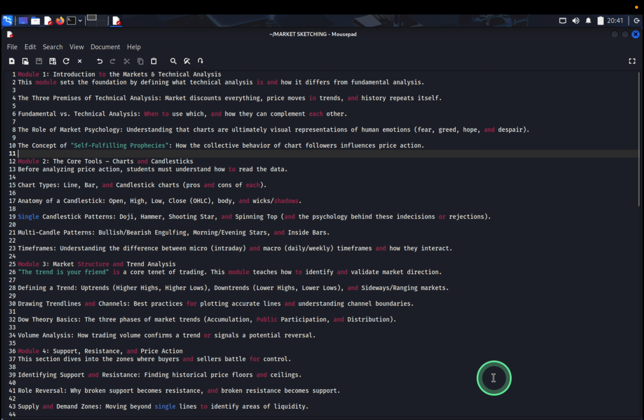If you're an index trader, that's also good. If you're a stock trader, that's even better. So we'll start with module 3 today and we'll learn that trend is your friend is a core tenet of trading.